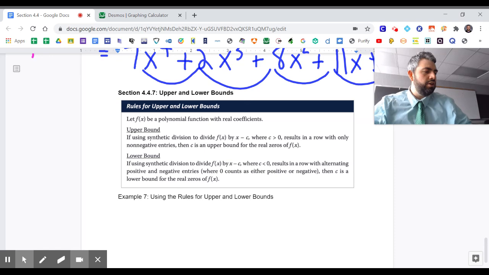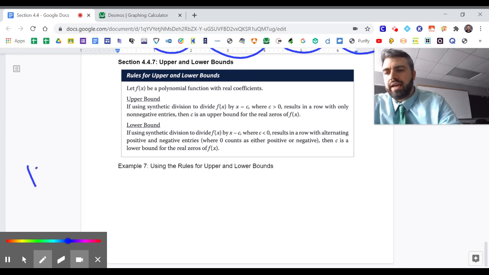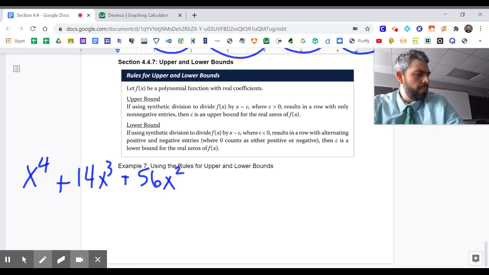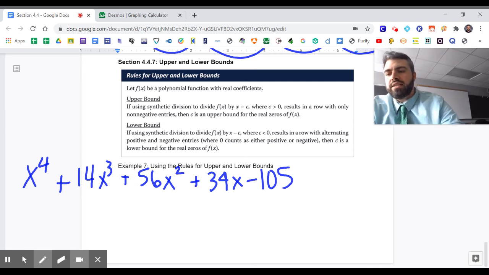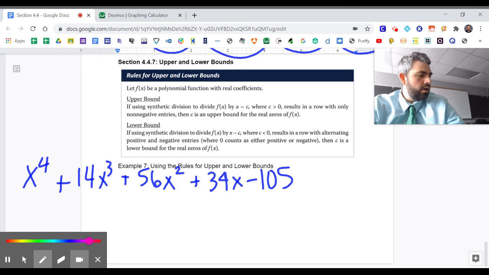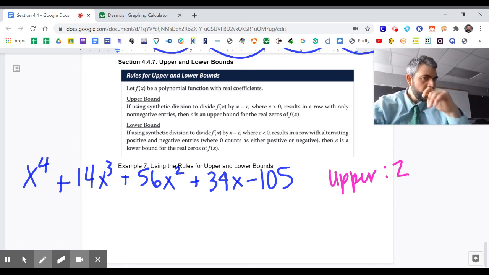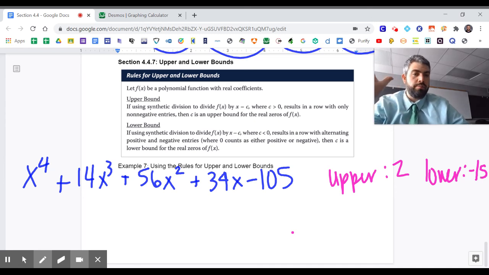Now, the way we do that is by looking at an example. We're going to look at a problem where they give us the function x to the fourth plus 14x to the third, plus 56x squared plus 34x minus 105. Okay, so here's a function that is f of x, all right? And they tell us that our upper bound is 2, which means all my roots should be less than 2. And my lower bound is negative 15. So I want to verify this by doing some synthetic division.